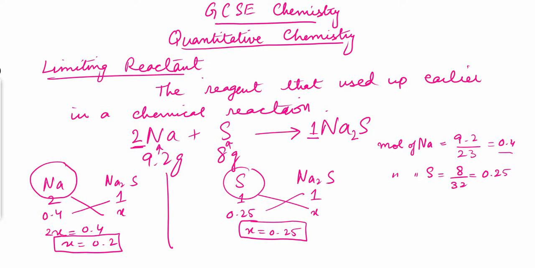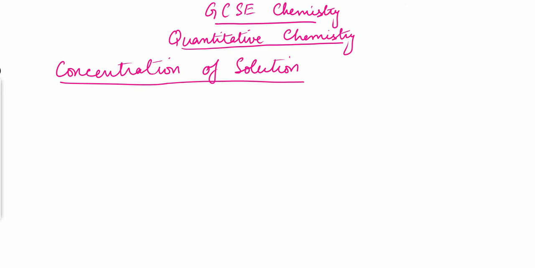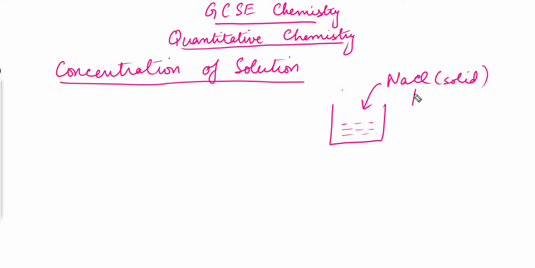Now there's one last concept that we have to discuss for this lecture, and that is the concentration. For the concentration of a solution, we first have to understand the solute and the solvent. For example, we have a beaker. In this beaker there is water, and in this water we have put some sodium chloride salt in solid form. This sodium chloride is called the solute, and this water is called the solvent. Once it is mixed in this water, it will become a solution.